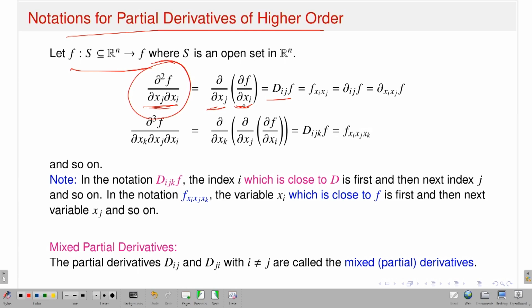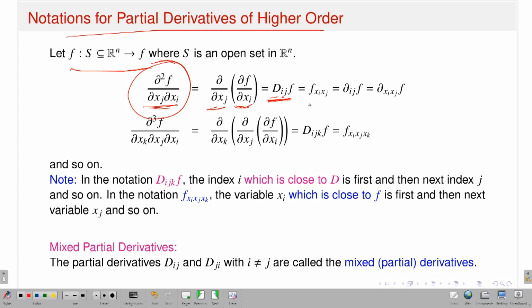So, again from the notation I can think about which variable I should do the partial derivative with respect to first. If I use this dij notation, the index which is nearer to d is the one with respect to which we have to do the partial derivative of f first. That means in d suffix ij, the one closest to d is the i variable. That means you should do the first partial derivative of f with respect to xi variable and then do the partial derivative with respect to jth variable of the function del f del xi.